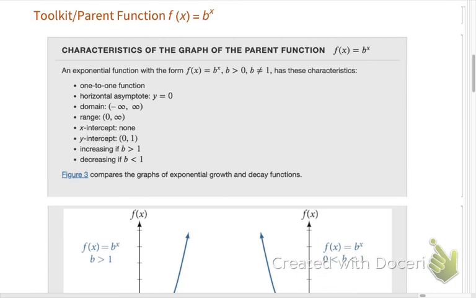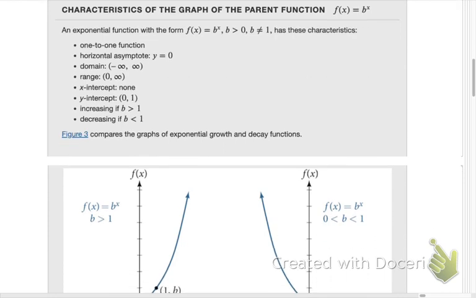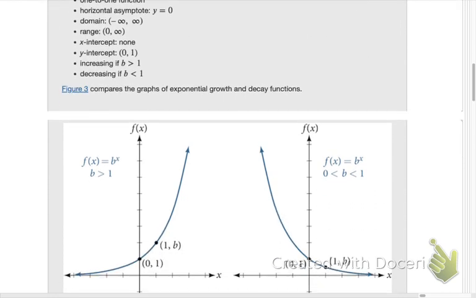Then we talked about the toolkit or parent function f of x equals b to the x. Noted the functions were 1 to 1, horizontal asymptote y equals 0, domain all real numbers. Looking at the graphs down here, you can see the range would be 0 to infinity. Those graphs are strictly above the x-axis. Y-intercept of (0, 1), and the function would be increasing if you have a base bigger than 1 and decreasing if you have a base less than 1.